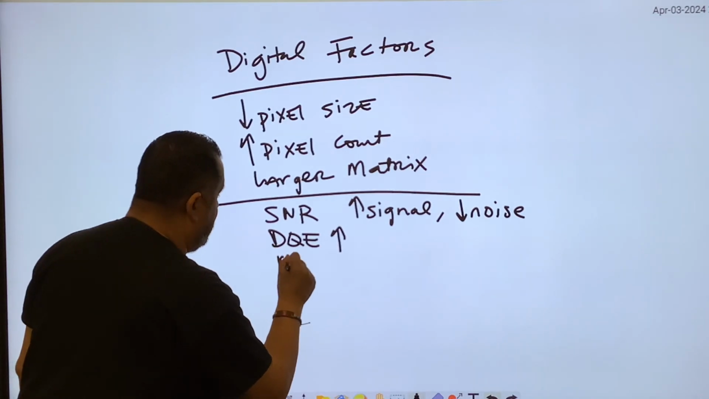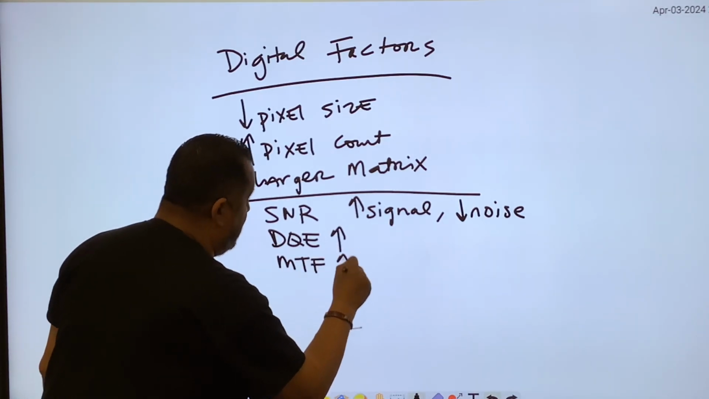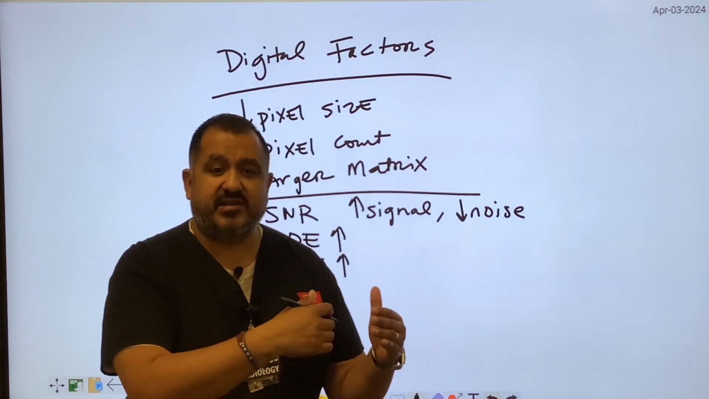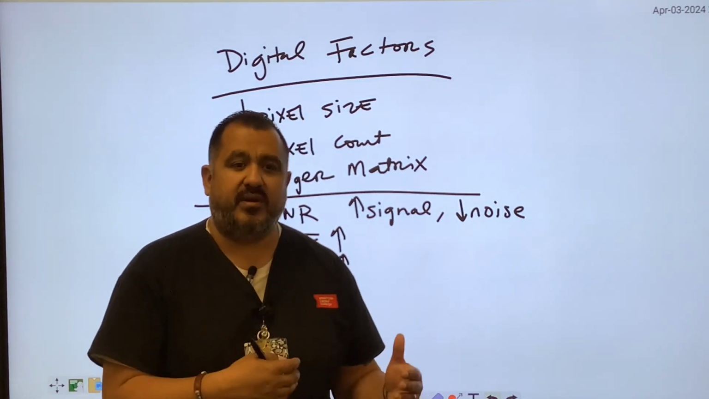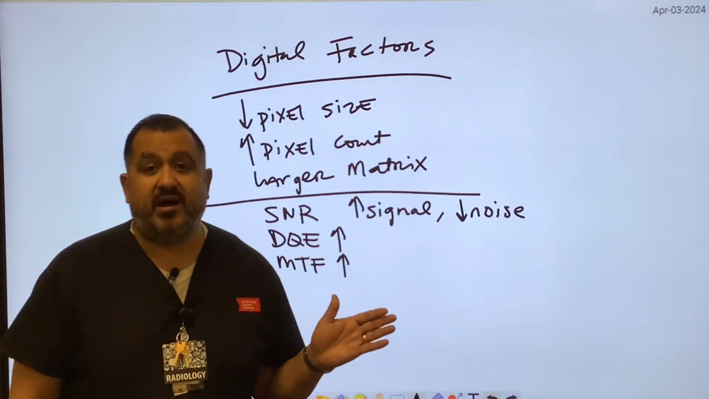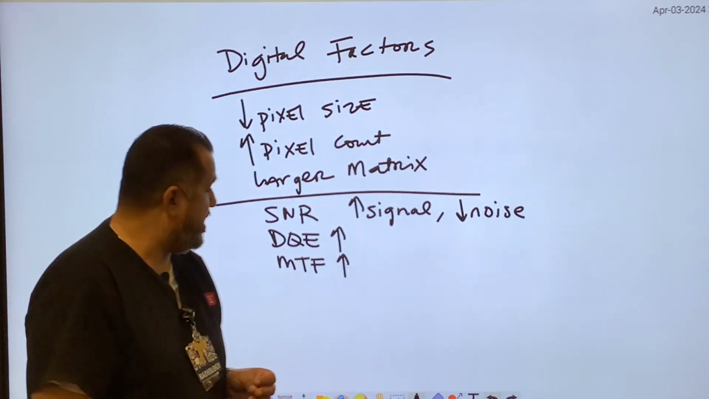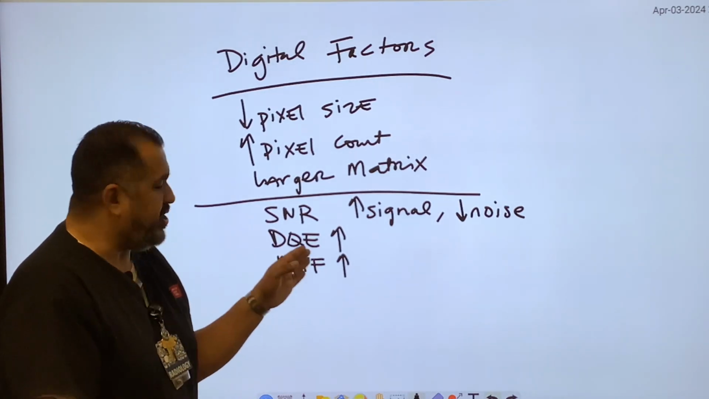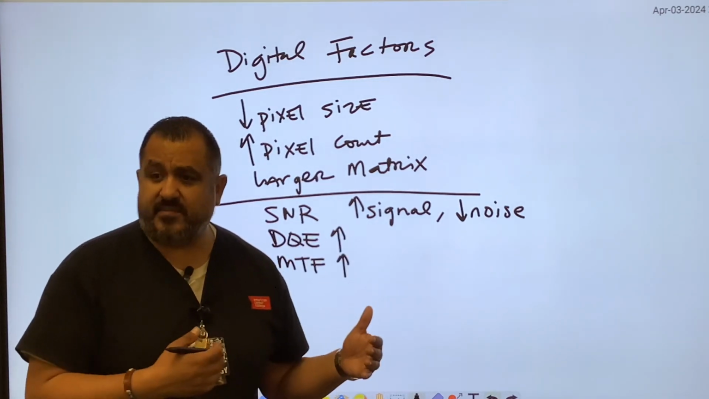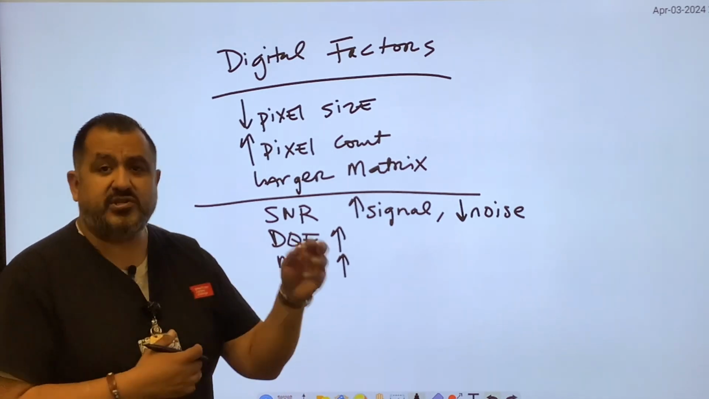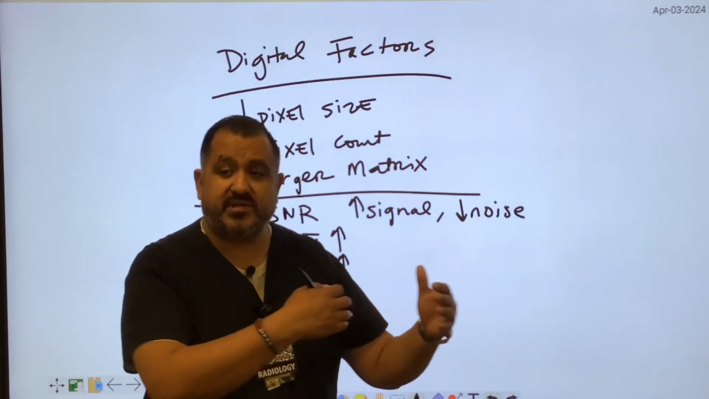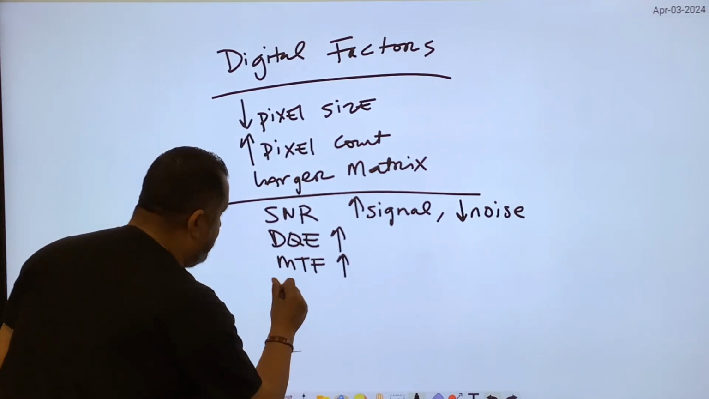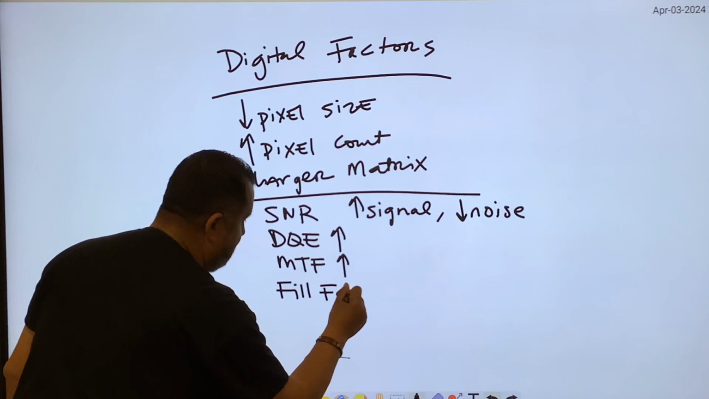The other one is MTF, modulation transfer function. That's the fidelity of the signal: how much of that signal is actually going to be used to create the image that's pure. Signal is lost during the construction of an image. I believe on a good MTF, it's 80%. DQE is about 68% for a good system. But again, you want a higher modulation transfer function because you're getting more signal that can be used to create the image. The other one is going to be fill factor.